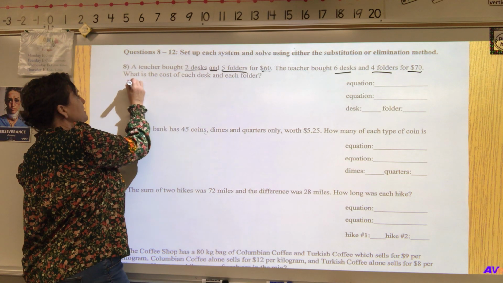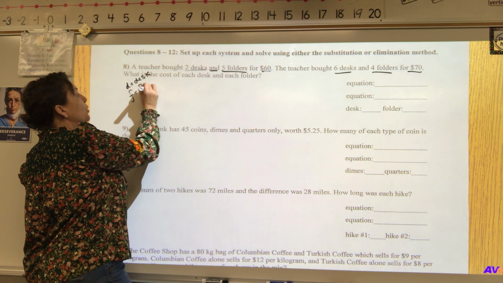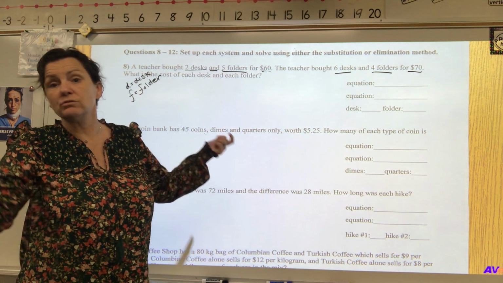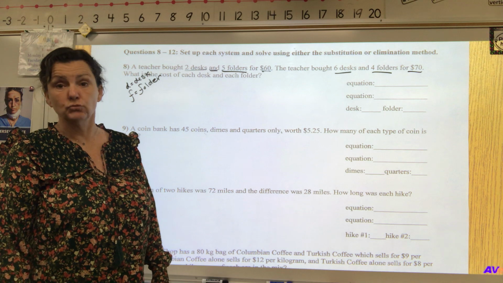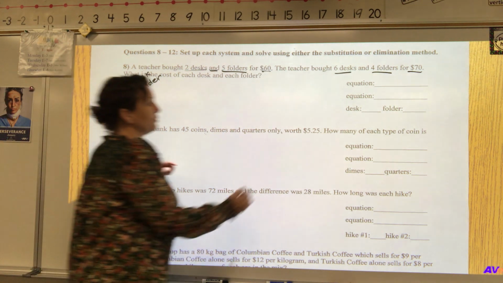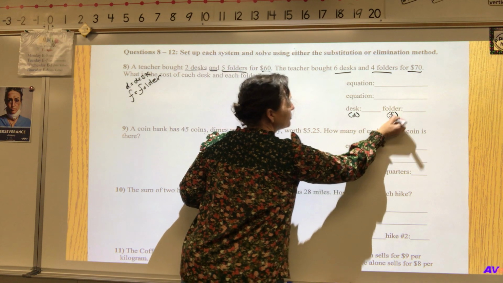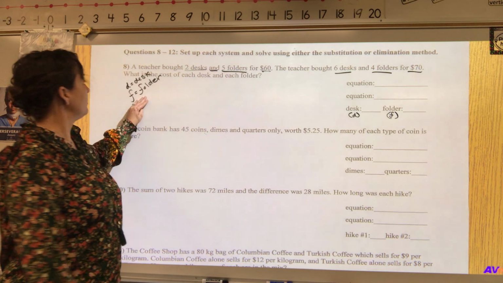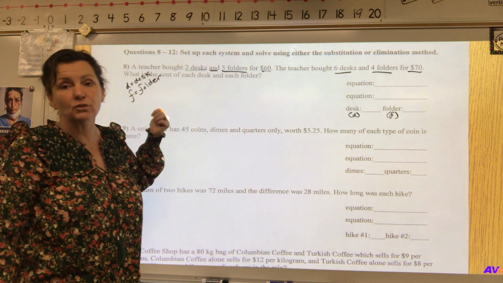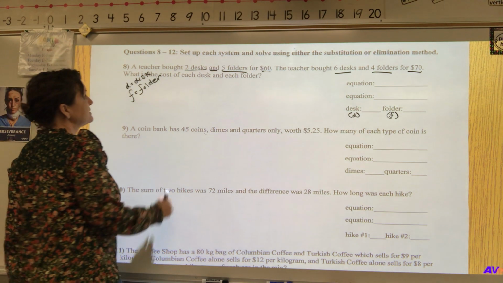I'm going to use D for desk, and I'm going to use F for folder. You are welcome to use whatever 2 letters you would like. A lot of kids just like to use X and Y. I'm cool with that. So you can write that here for yourself. That's not absolutely needed, but you do need to know what your 2 variables stand for. So let's set this up.